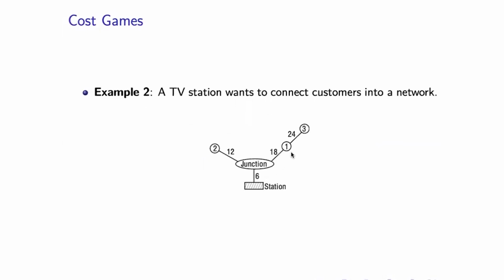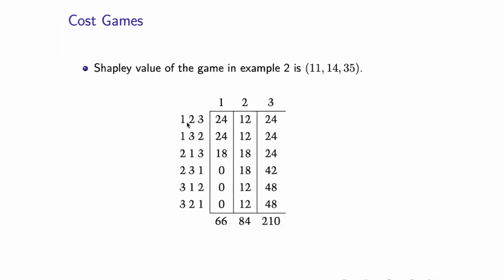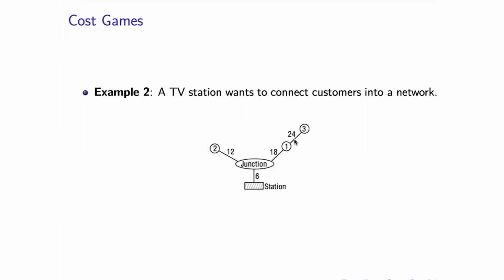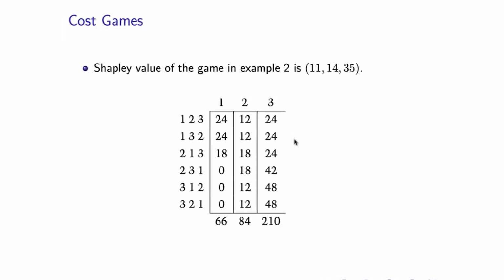So again, this is the game structure, and you've got these three players. We can approach it the standard way: think of each of the players entering in a particular order, and then think about the marginal cost they are having on the system, right? Because you have three players, 1, 2, and 3, you have 3 factorial or 6 different orders: 1, 2, 3; 1, 3, 2; 2, 1, 3; 2, 3, 1; 3, 1, 2; and 3, 2, 1.